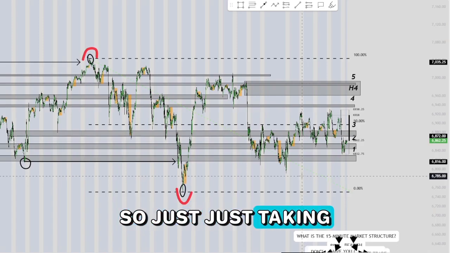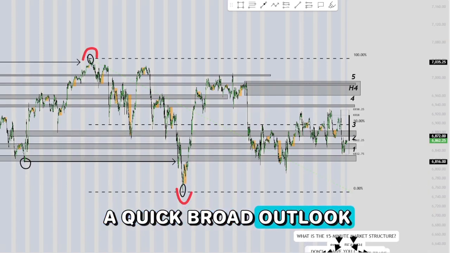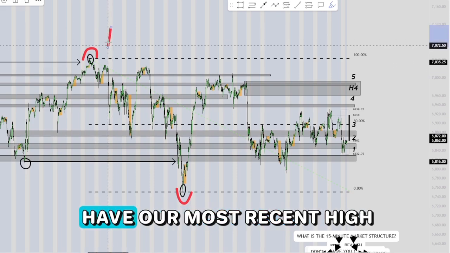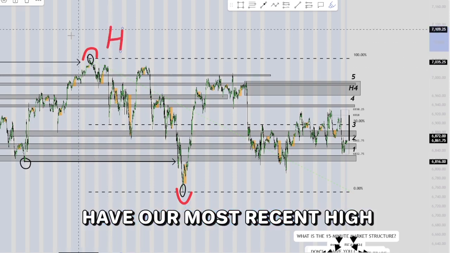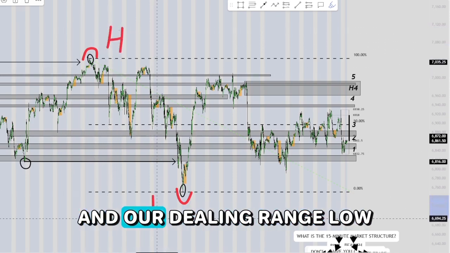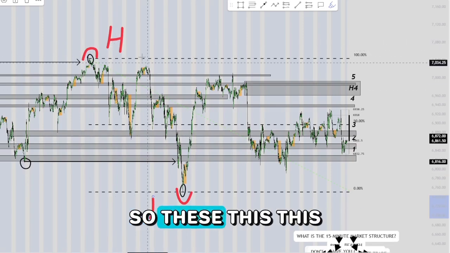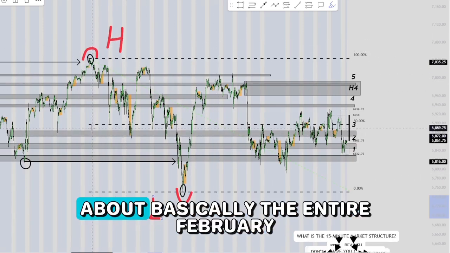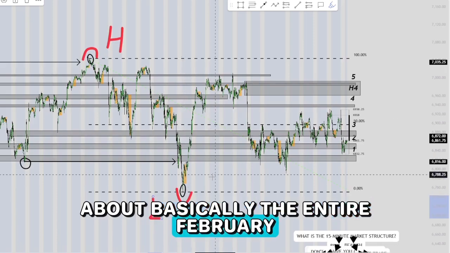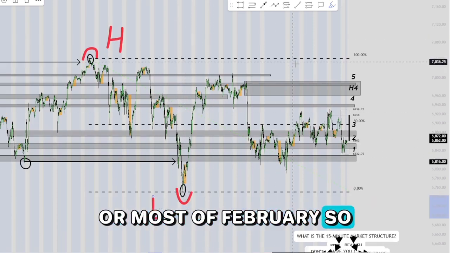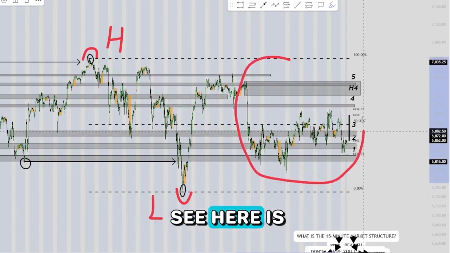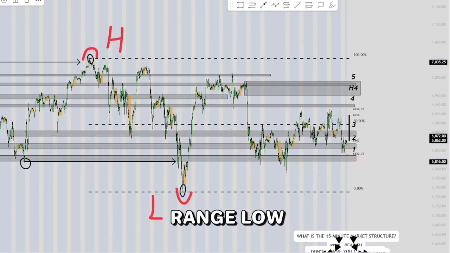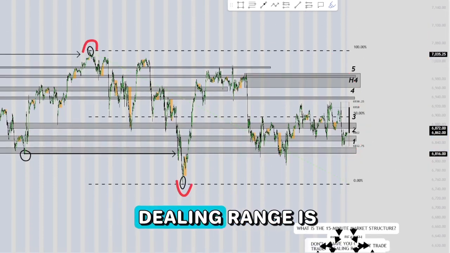Just taking a quick broad outlook at what's going on here, what we can see very specifically is we have our most recent high, or our dealing range high, and our dealing range low. These structural points, I've had them for basically most of February. All of what we see here is inside of the dealing range high and dealing range low. So it's important to know where your dealing range is.